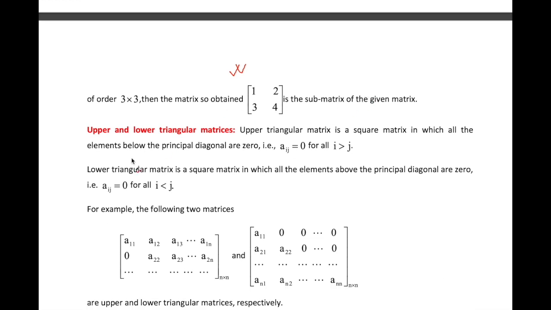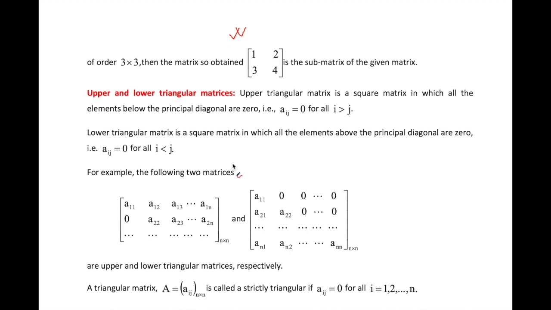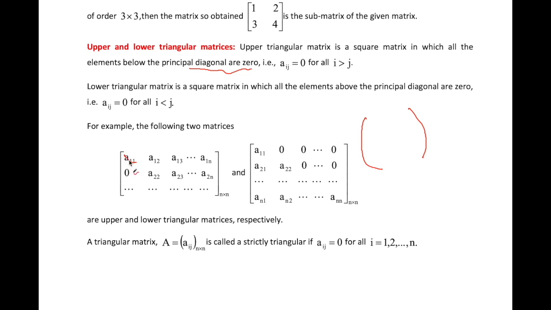Now the next one, upper triangular matrix and lower triangular matrix. An upper triangular matrix is a square matrix in which all the elements below the principal diagonal are 0. Then it is an upper triangular matrix. For example, in this matrix, this is the principal diagonal, and all entries below the principal diagonal are 0. So this is an upper triangular matrix.